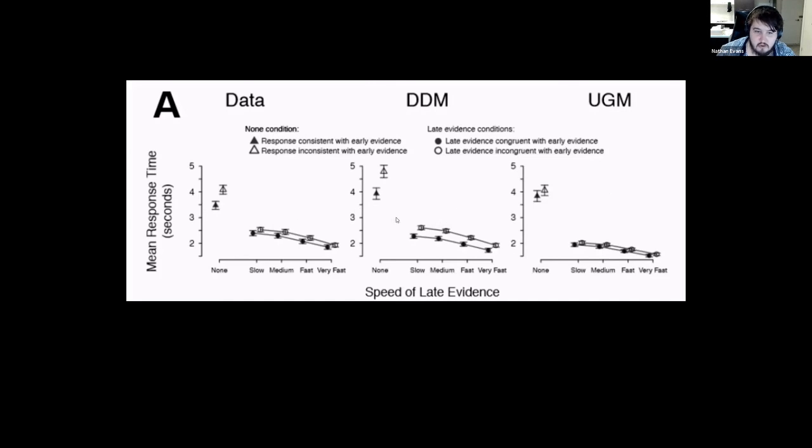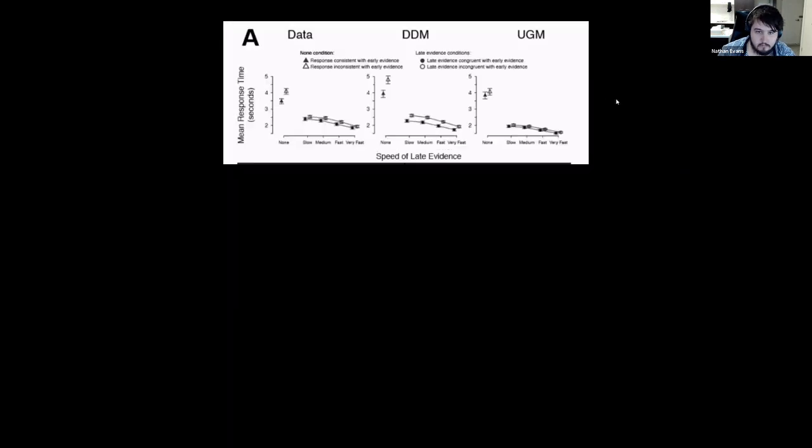And as you can see, the diffusion model provides an all right match of the data. You know, there seems to be a similar kind of pattern in the data on the left and the model in the middle. But the urgency gating model seems to match better, right? It seems to more closely match what's happening in the data than the diffusion model. So by this plot, it looks like the urgency gating model is doing better.